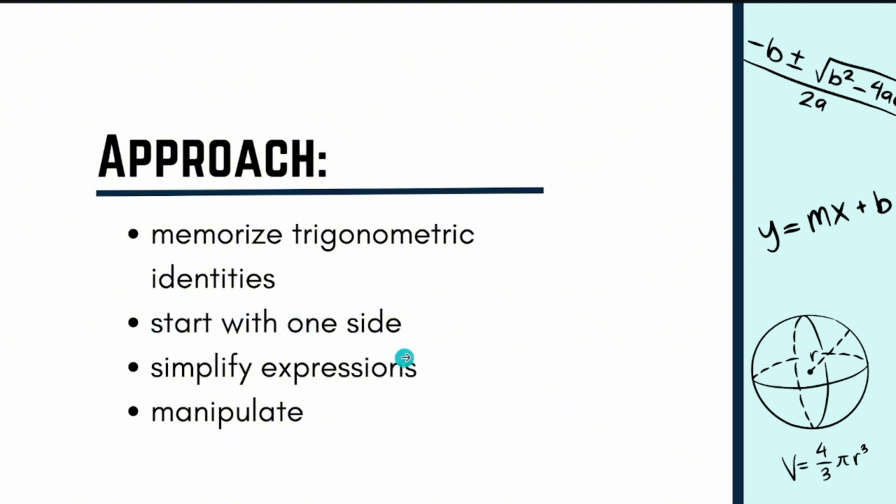So, next will be to start with one side. So, typically, para ma-prove na equal ang isang identity, nagsisimula dun sa mas mahirap na side, and then sin-simplify, and then mina-manipulate yung mas mahirap na side para maging equivalent siya dun sa kabilang side.